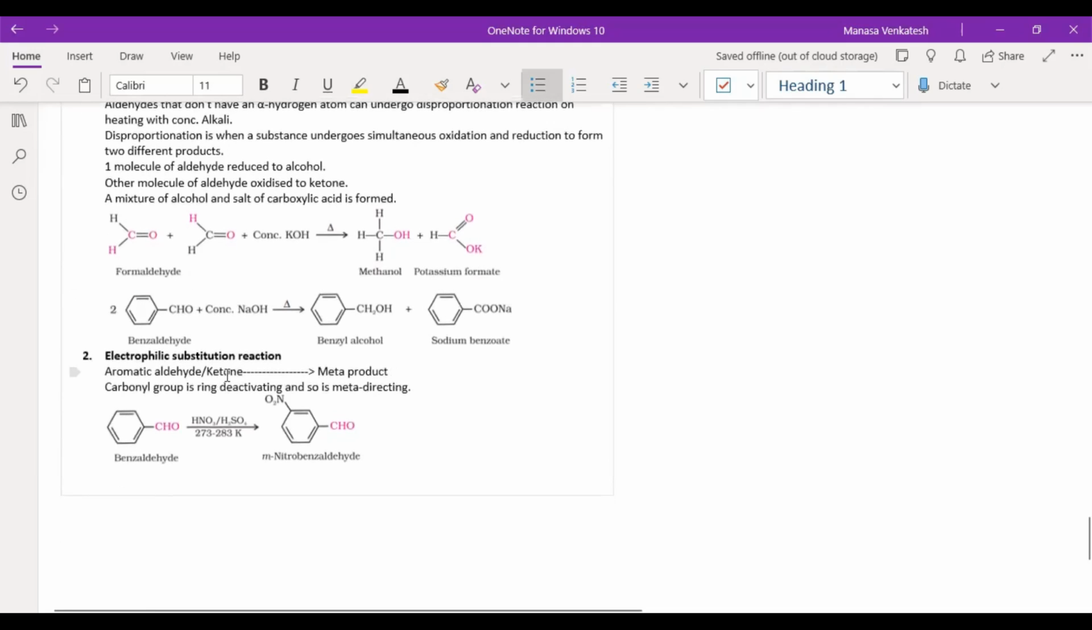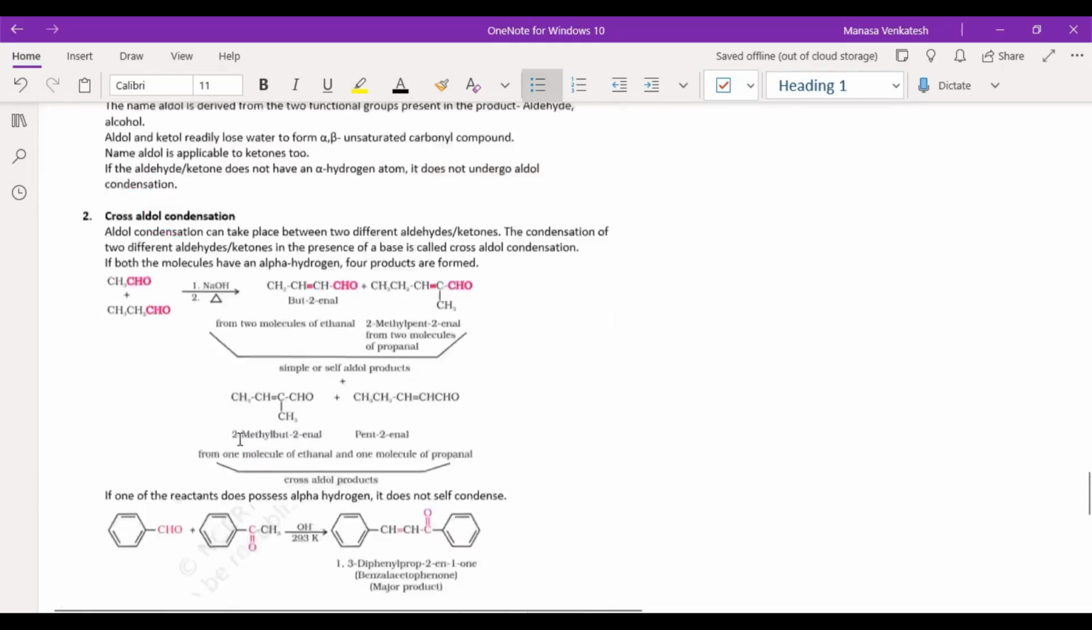The last one is electrophilic substitution reaction. The carbonyl group is actually meta-directing because it's ring deactivating in nature, so it forms a meta product. Here you have a nitration reaction taking place, and the NO2 group gets substituted at the meta position.